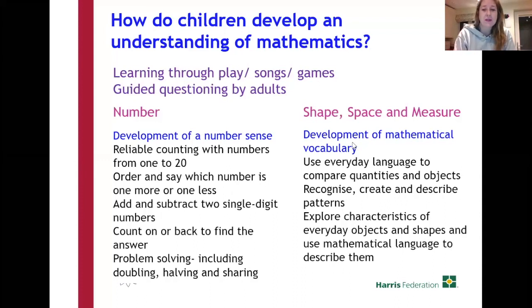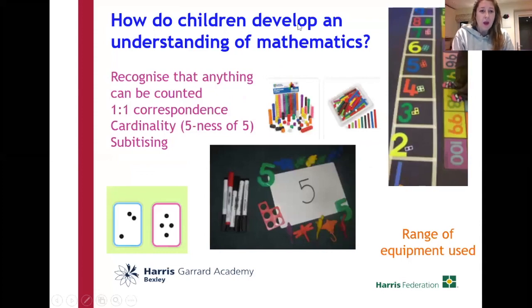So how do we do that within school? Well, we use anything that can be counted, basically. So we use lots and lots of equipment within schools. We use Numicon. So Numicon on the right-hand side of my screen here, you can see I've got the numerals 1, 2, 3, 4, 5, 6, 7, 8, 9. And next to them, I have these little plastic things with holes in.